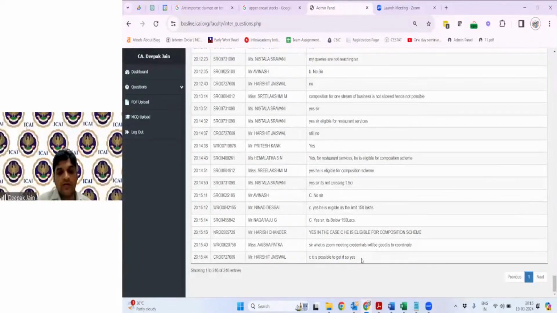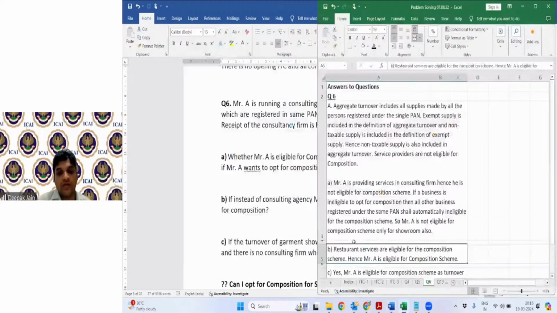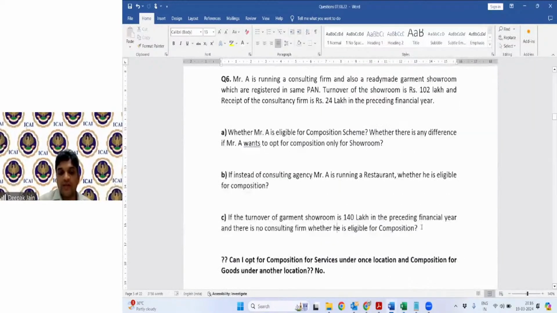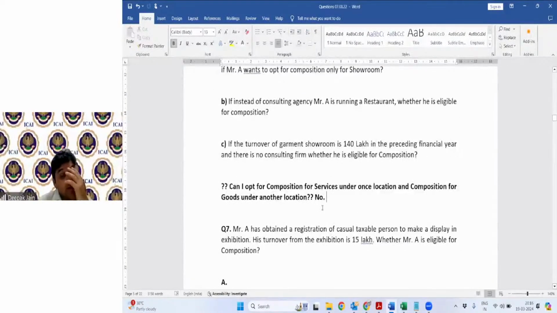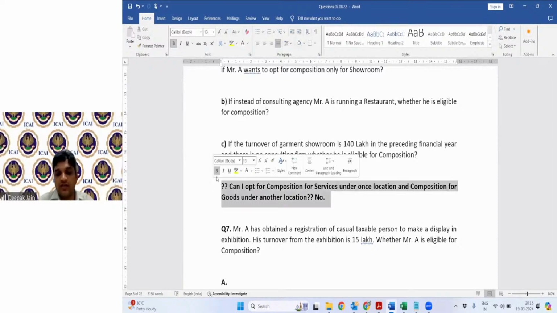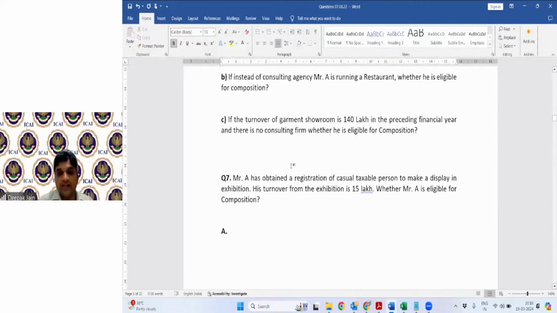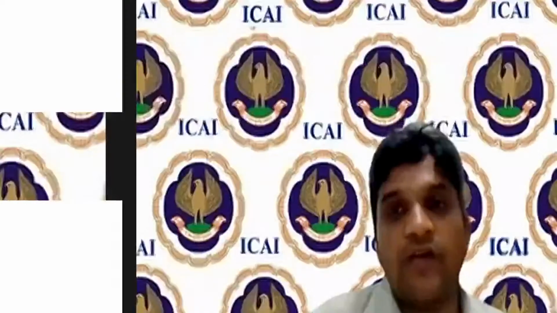See, it is possible to get it. So yes, in the third case, it is possible. Yes, Mr. A is eligible for composition as the turnover does not exceed 150 lakhs. So he is eligible to claim in the third scenario. Can I opt for composition for one location and regular for another location? No, I cannot, right? So that's the thing. If the turnover of the garment showroom is 150 lakhs, then I can claim composition because the turnover is less than 1.5 crores.